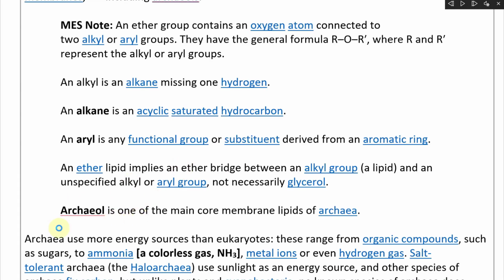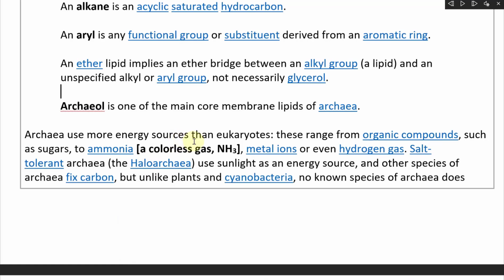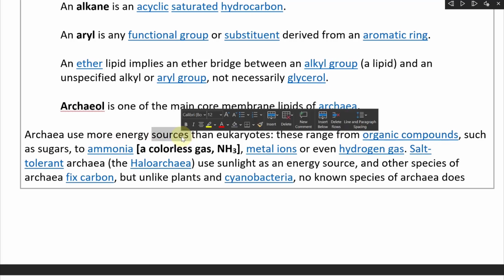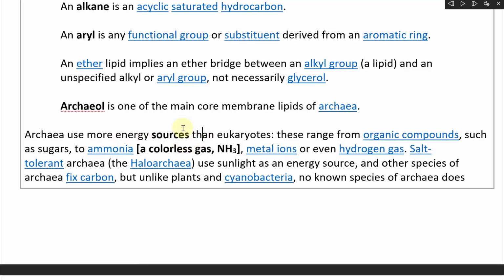Just, the computer froze. So Archaea use more energy sources than eukaryotes. So they have more energy sources. The key is the more sources, not using more energy, because they're super small. They use more energy sources than eukaryotes. These range from organic compounds such as sugars to ammonia, which is a colorless gas, NH3, or metal ions, or even hydrogen gas. So it even uses metal ions as energy, or even hydrogen gas.